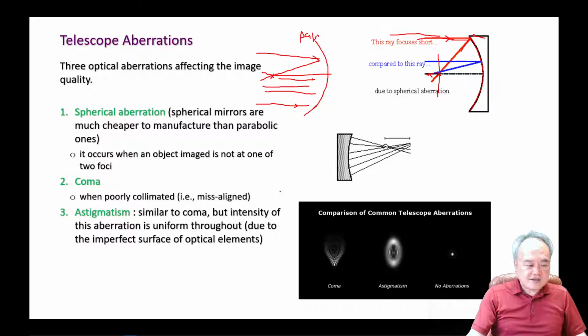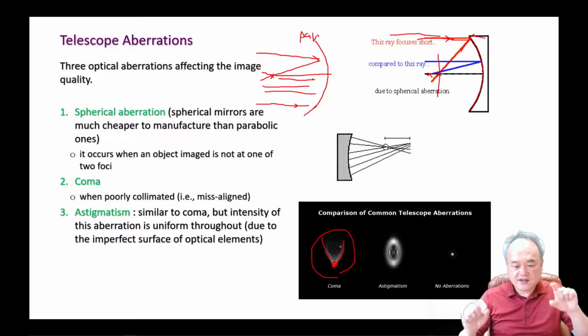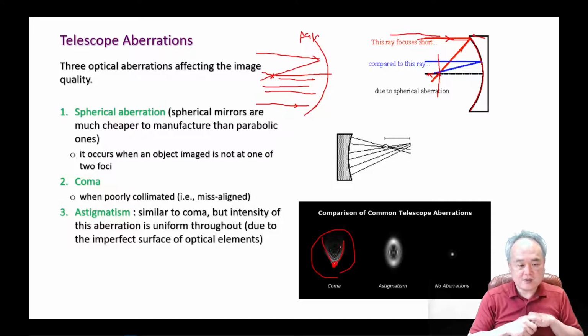Second most common is coma. This is the image of the coma. One side is a well focused, high-intensity beam, but it has a long tail. This is a telltale sign of a misaligned optical element.